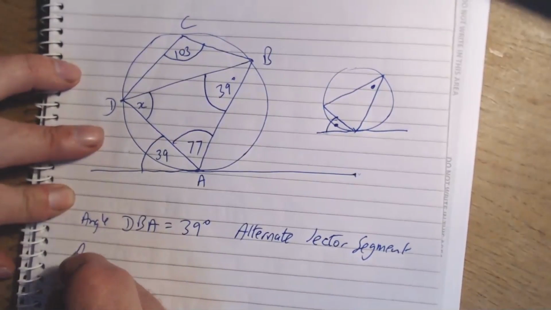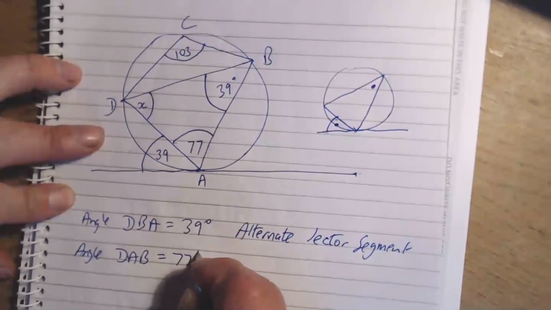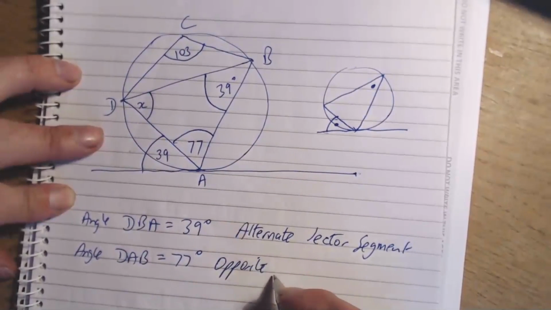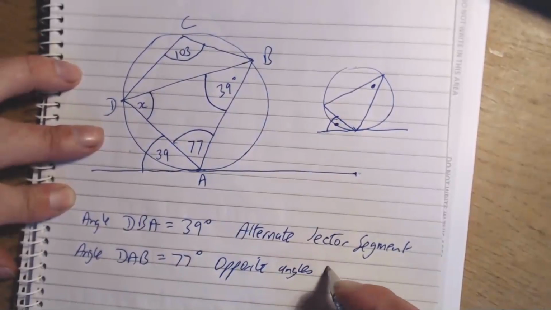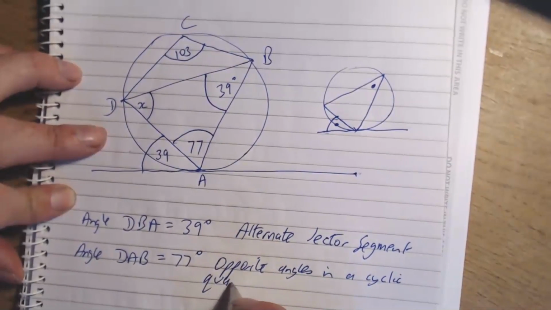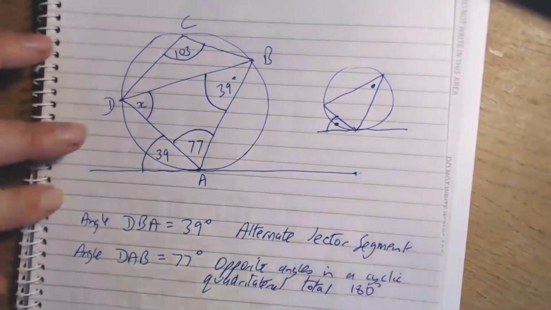And you would say angle DAB equals 77 degrees because opposite angles in a cyclic quadrilateral total 180 degrees. Now we're nearly there then, aren't we?